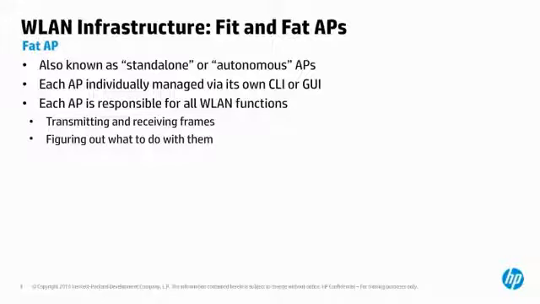It must transmit frames from the wired network to wireless clients, and it must receive wireless frames from clients. When it receives these frames, it must figure out what to do with them. Most likely, this involves converting the frame from an 802.11 wireless format to an Ethernet format, and then sending the frame to the endpoint's default gateway.